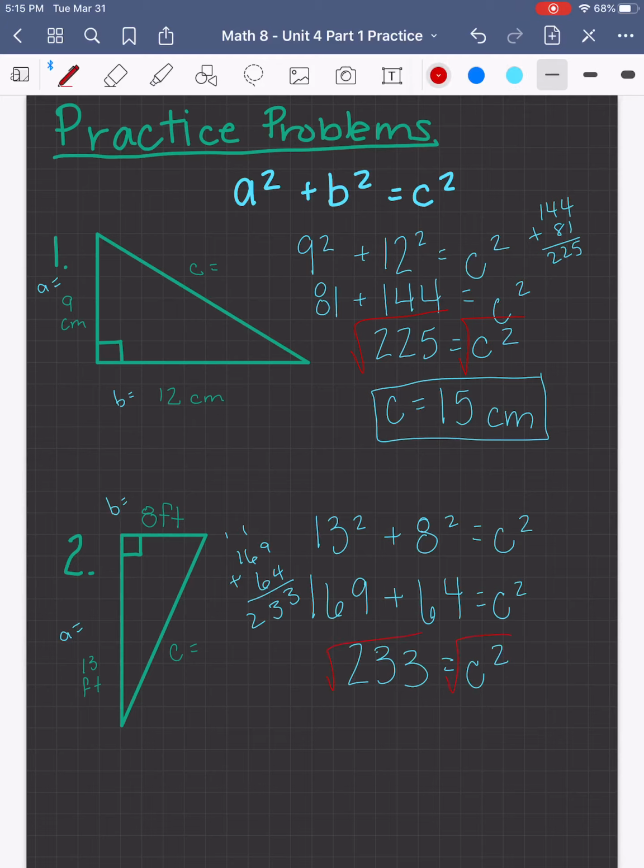So again, don't forget, we need C. So we need to undo the square. So we're taking the square root. And when we do that, 233 is going to give us an irrational number. So we'll go ahead and just round to the nearest tenth like we've been doing. And this comes out to be about 15.3. Don't forget the label. 15.3 feet. If you need to, go ahead and pause the video so that you can copy down the correct answers and all of the steps. Press play again when you're ready to move on.